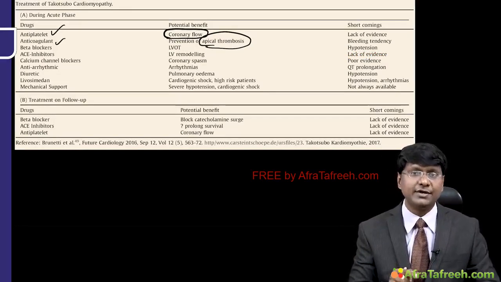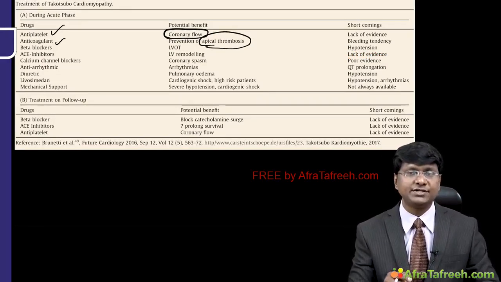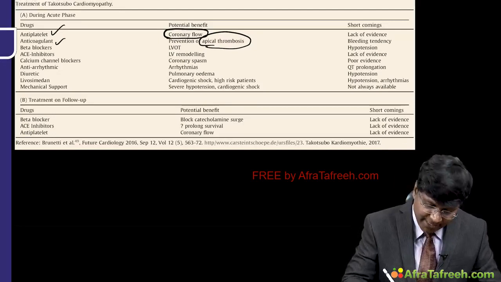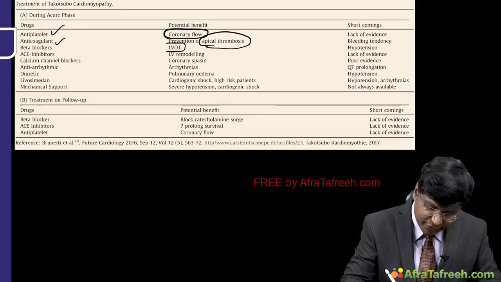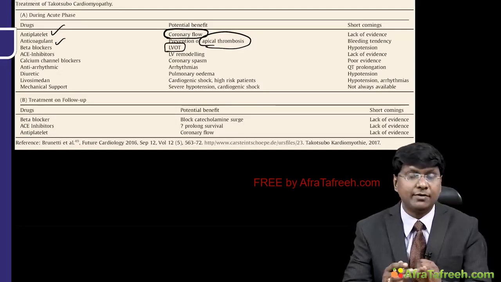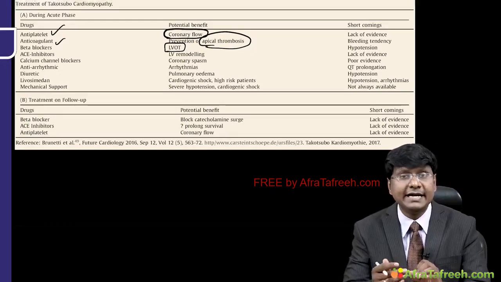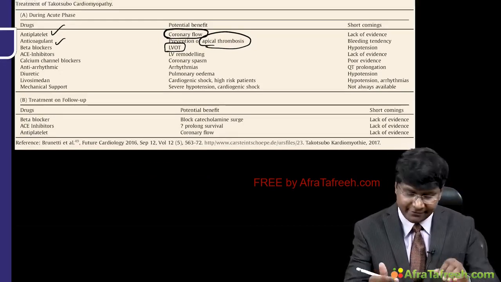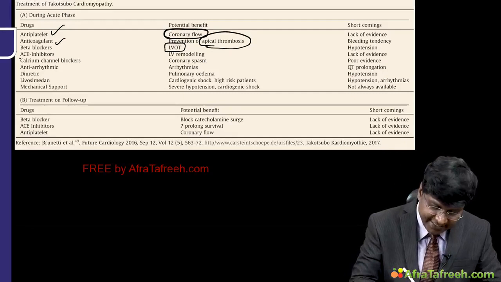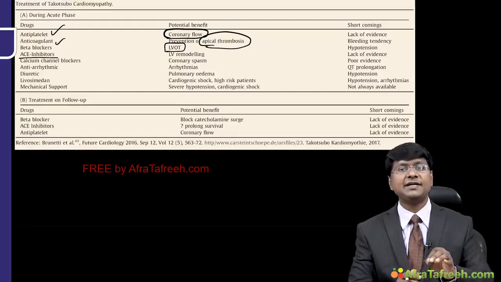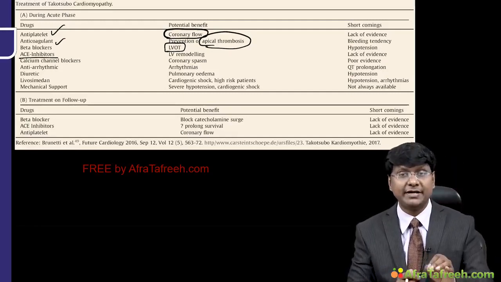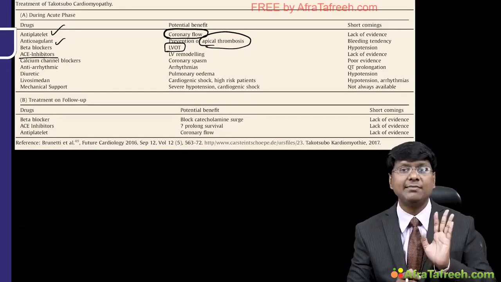And you need to give cardioselective beta blockers if the ejection fraction is reduced. These cardioselective beta blockers, like carvedilol, metoprolol and bisoprolol, will also be helpful in reducing left ventricular outflow tract obstruction. Next one is the ACE inhibitors. ACE inhibitors have to be given mainly to prevent LV remodeling.